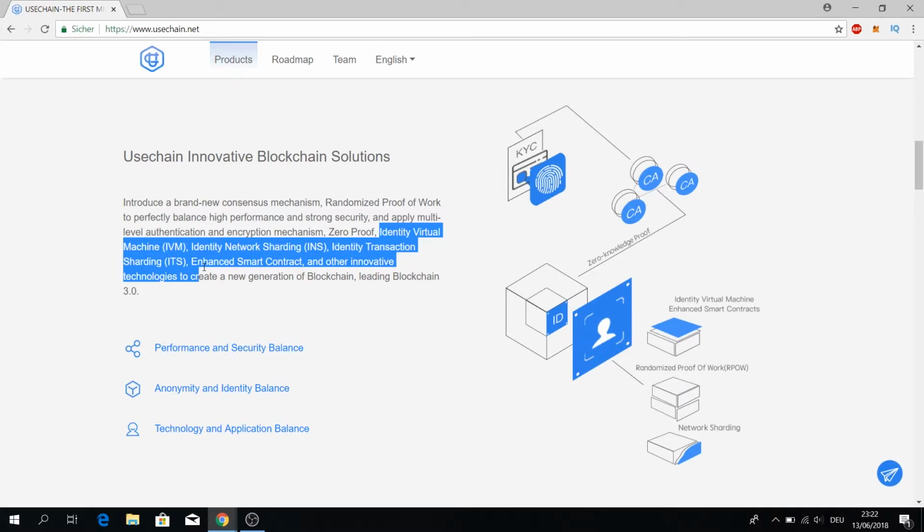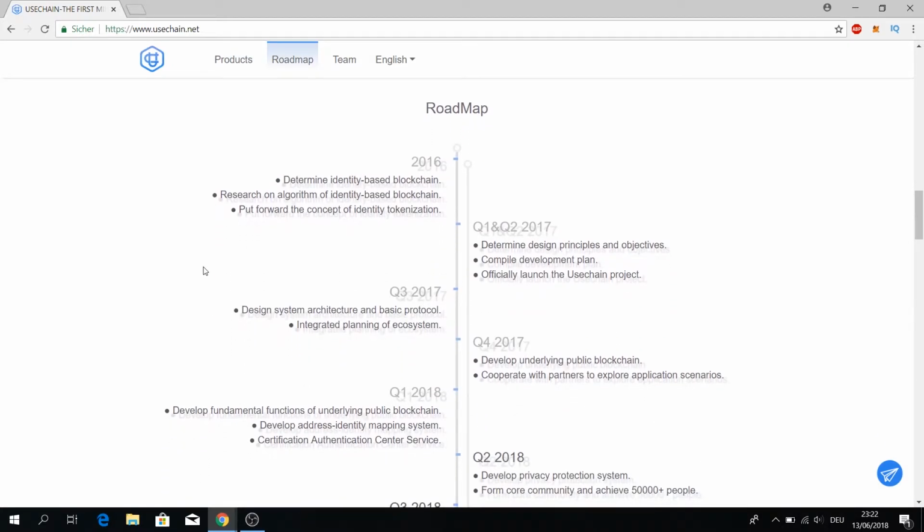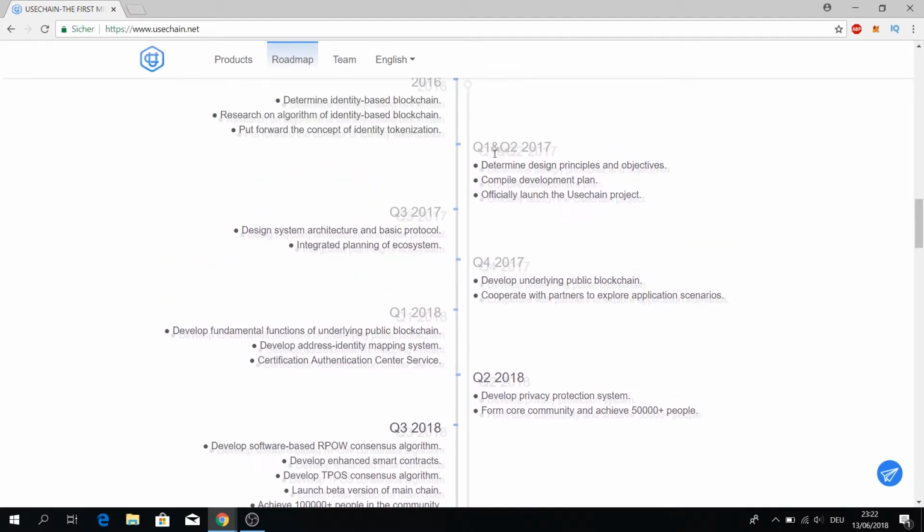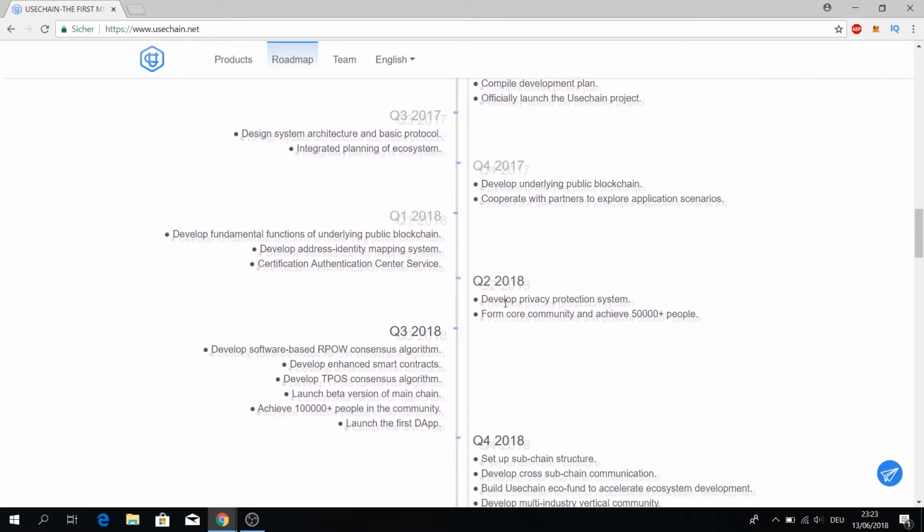So what does the roadmap look like? They already started in 2016. So they've already worked for two years on it, to define the algorithm and so on. Since then they have steadily worked on this. Currently we are around here, Q2 2018. They're currently developing the privacy protection system and forming a core community, where people will also be able to contribute to the system, give feedback, and so on.